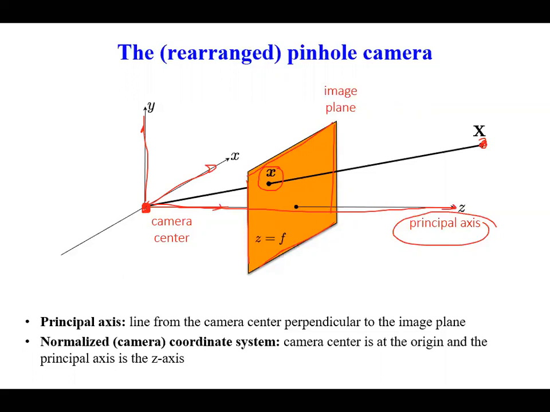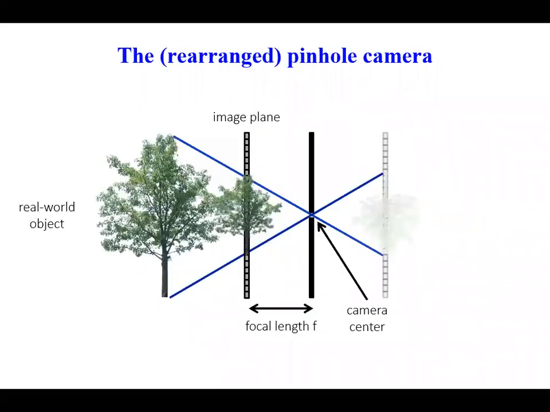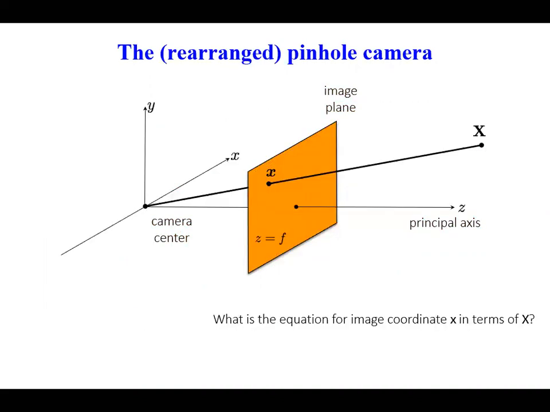Also, this image plane is F away from my center of projection. So the Z in this direction is equal to F. And this is, by the way, what we already mentioned here. This is away from my center of projection by F. So I'm just trying to represent the pinhole camera exact idea. So what is the equation for image coordinate x in terms of X? I need to get this image coordinate according to that X.